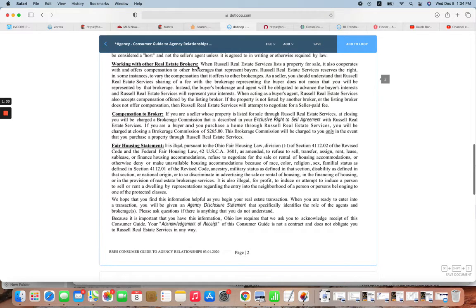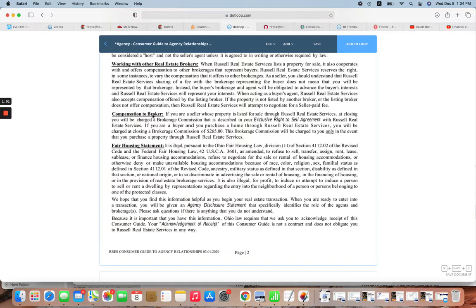Working with other real estate brokers, when Russell Real Estate Services lists a home for sale, it also cooperates with and offers compensation to other brokerages that represent buyers. So this is common industry practice. You should just know that Russell Real Estate Services does reserve the right to vary the compensation that it offers to other brokerages, and that will be laid out in your exclusive right to sell agreement.